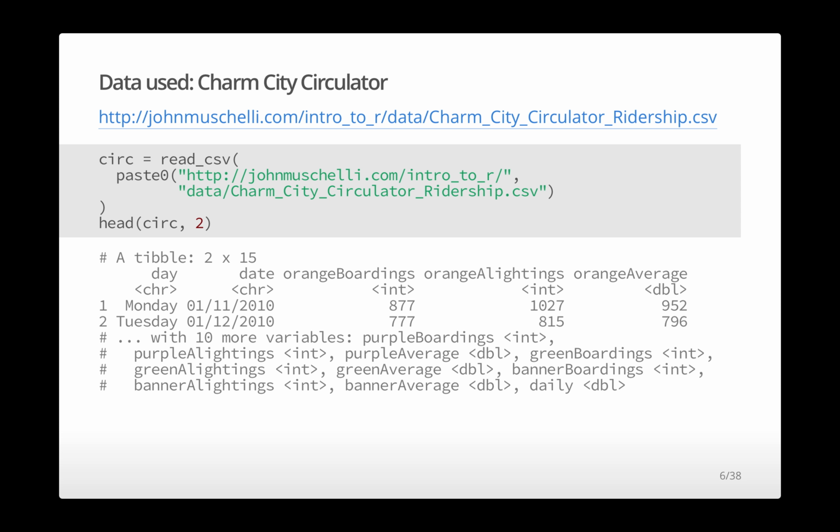So what this data has is the day, the date, which again you see as a character when you read it in by default. Then orange line, orange boarding, orange alightings, orange average. So people getting on and people getting off are not exactly the same, so it takes pretty much the average of the two to get a somewhat accurate count of how many people rode the bus that day. We have that for purple, green, the banner, and we have daily ridership, some overall measure.